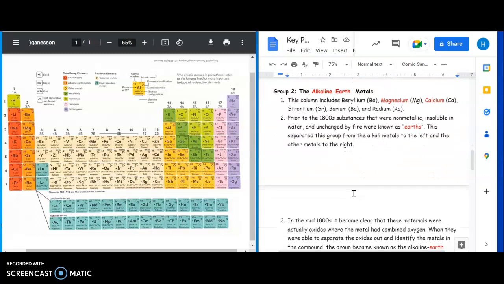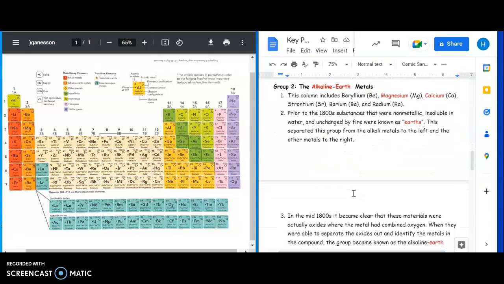I think in some ways this group is one of my favorites just because of the name background here. Group 2 is named the alkaline earth metals. Well, where did that earth come from? It turns out that, prior to the 1800s, these substances that were non-metallic and unchanged by fire and insoluble in water were known as earths.